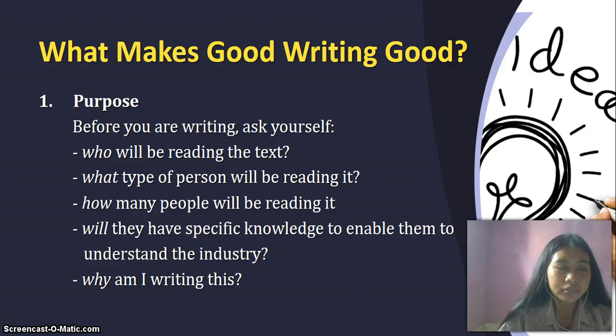Next, to be good, writing must have several things. The first one is the purpose. Before you are writing, you have to ask yourself, who will be reading the text, whether it is someone you know or someone you don't know. The second one is what type of person will be reading it. You have to consider their age, their education, their position, and their gender. And how many people will be reading it. Is it for public consumption, etc.?